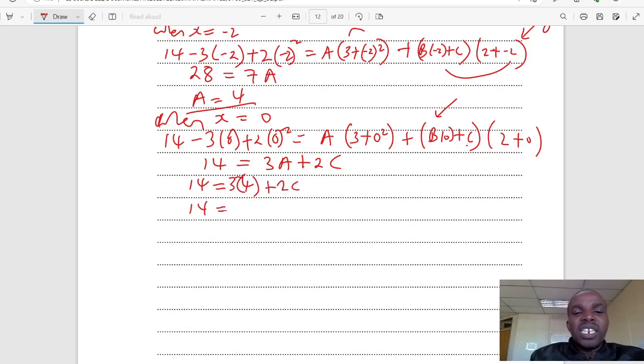It will be 14 equals 12 plus 2C. Then 14 minus 12 is 2, which equals 2C. I take 12 to the left side, it will be 14 minus 12 is 2. Then divide by 2, you get C equals 1.